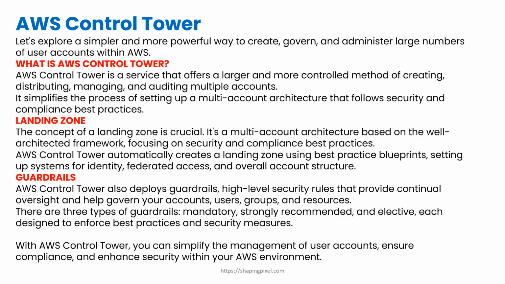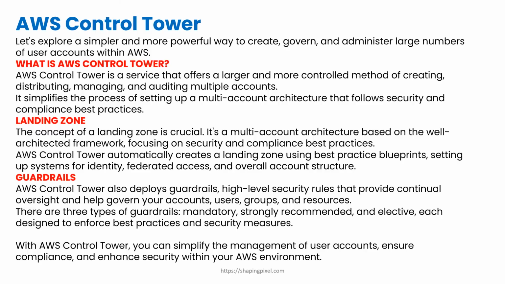The concept of a landing zone is crucial. It's a multi-account architecture based on a well-architected framework focusing on security and compliance best practices. AWS Control Tower automatically creates a landing zone using best practices blueprints, setting up systems for identity, federated access, and overall account structure. AWS Control Tower also deploys guardrails, high-level security rules that provide continual oversight and help govern your accounts, users, groups, and resources.